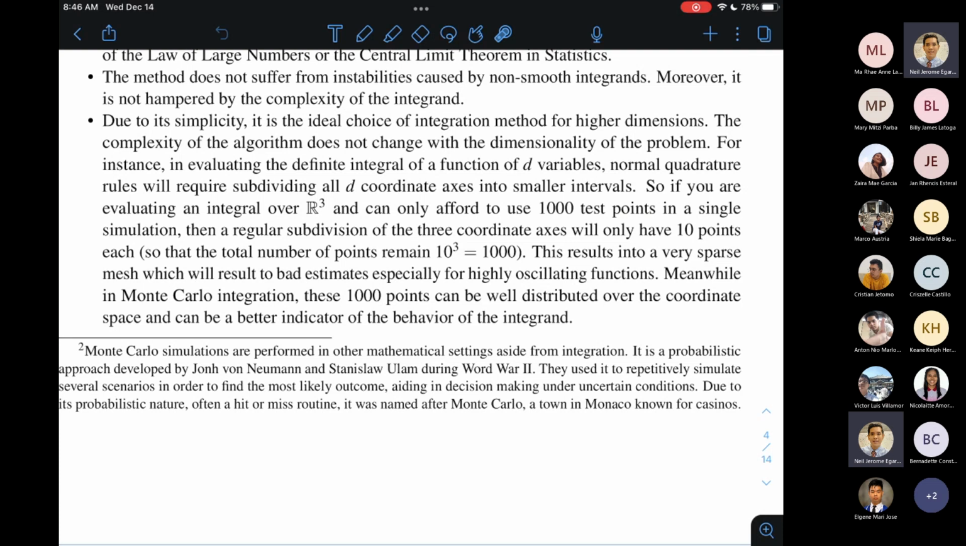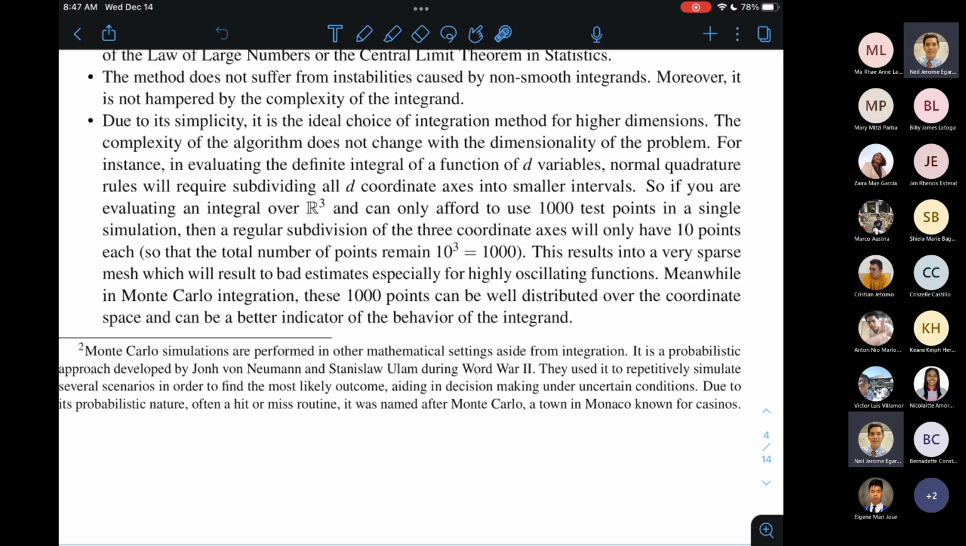You can use 1,010 points. That would be nicely spread all throughout the entire integration region. However, if you're using a quadrature rule and you are constrained to use only up to 1,000 test points, tapos halimbawa, nasa R3 ka, function of 3 variables yung ini-integrate mo.